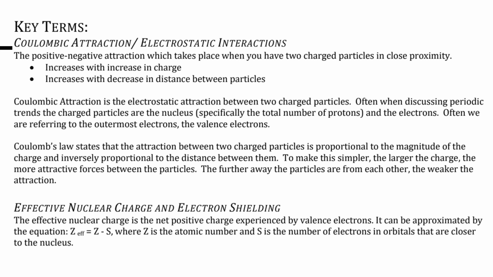Effective nuclear charge and electron shielding. The effective nuclear charge is the net positive charge experienced by valence electrons. It can be approximated with the equation below: effective nuclear charge equals the atomic number minus the number of electrons in orbitals that are closer to the nucleus.